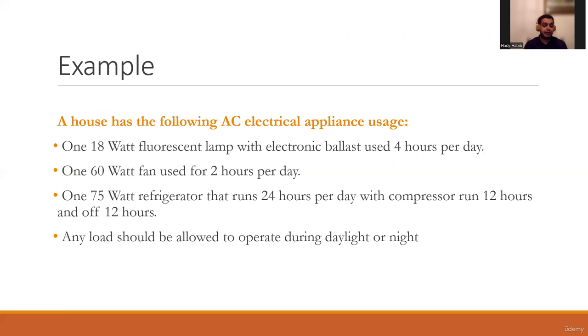Let's have an example to make the image better. We have a house which has the following AC electric appliance usage: an 18-watt fluorescent lamp with electronic ballast used 4 hours per day, a 60-watt fan used for 2 hours per day, a 75-watt refrigerator that runs 24 hours per day with the compressor running 12 hours and off 12 hours. In fact, we have to know that any load should be allowed to operate during the daylight or even at night when there is no sun.